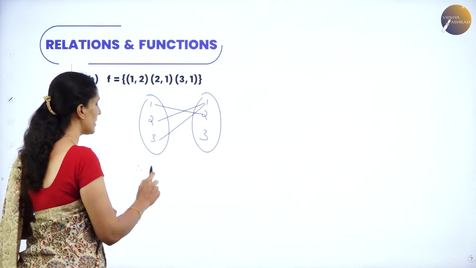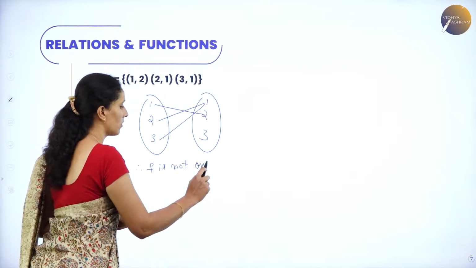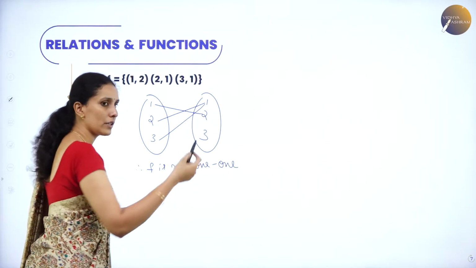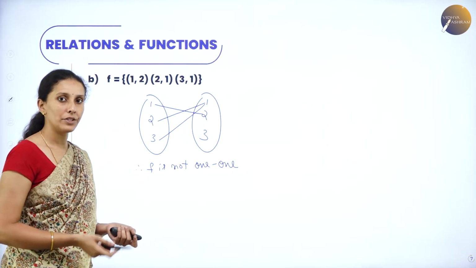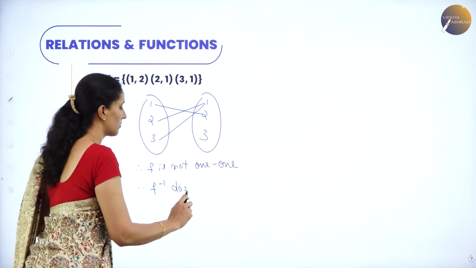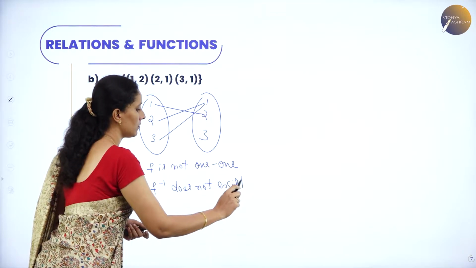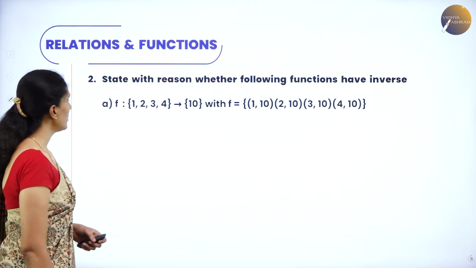So here we can say F is not 1-1. If it is not 1-1, then it is not bijective. If it is not bijective, then F inverse does not exist. Let's see the next question.